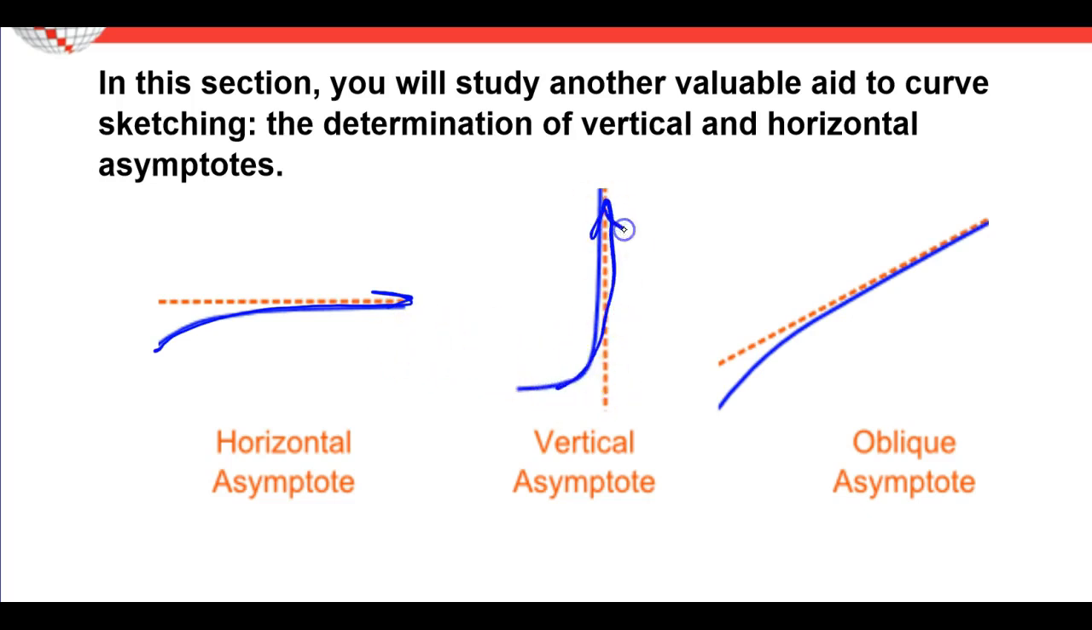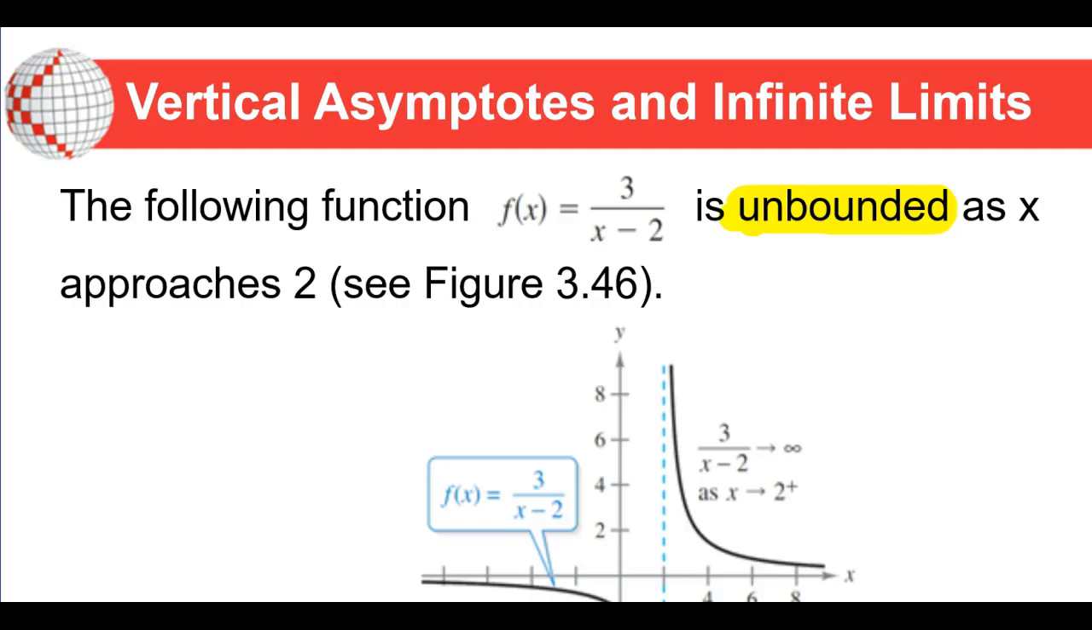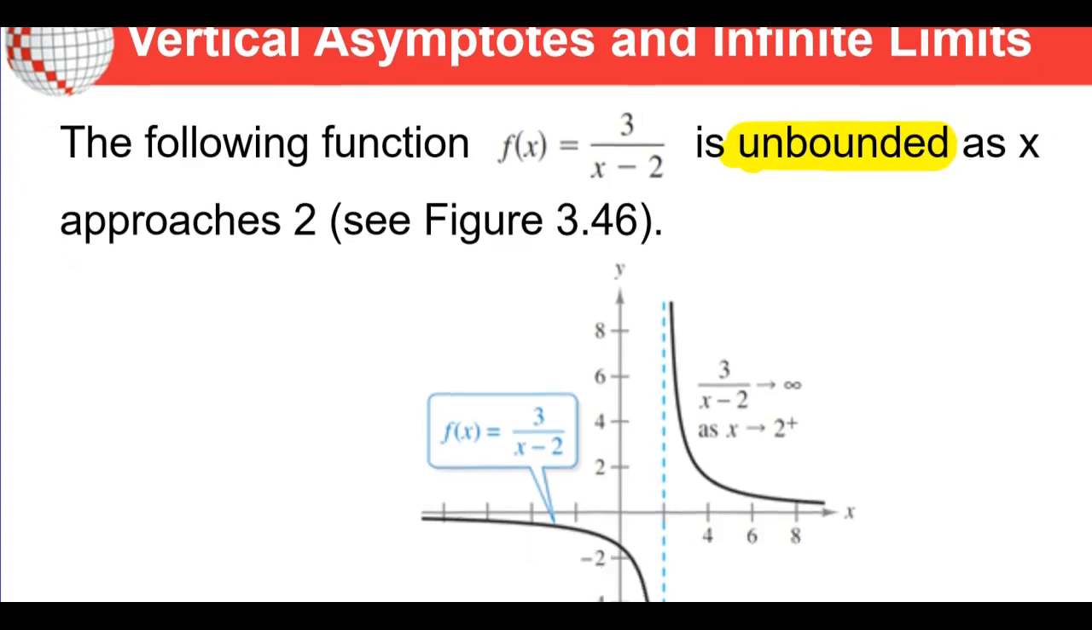So horizontal asymptotes go horizontally, like this, and there's a vertical. And then we have something called an oblique, and that's when the degree of the exponent in the numerator is greater than the denominator, and oblique just means slanted. And sometimes we can even find the equation of what that is. Maybe it starts at 3 and has a positive slope of 5 or 1/5 or something.